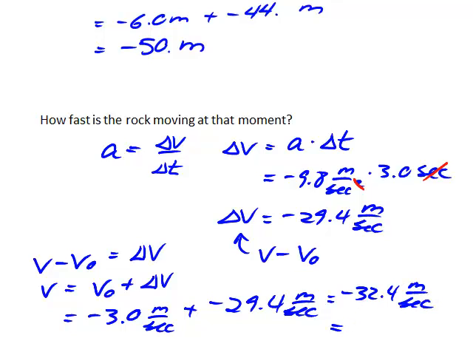And in the end, we really only knew the negative 29.4 as negative 29 because of 2 sig figs up here. So negative 29 plus negative 3 would give us negative 32 meters per second.